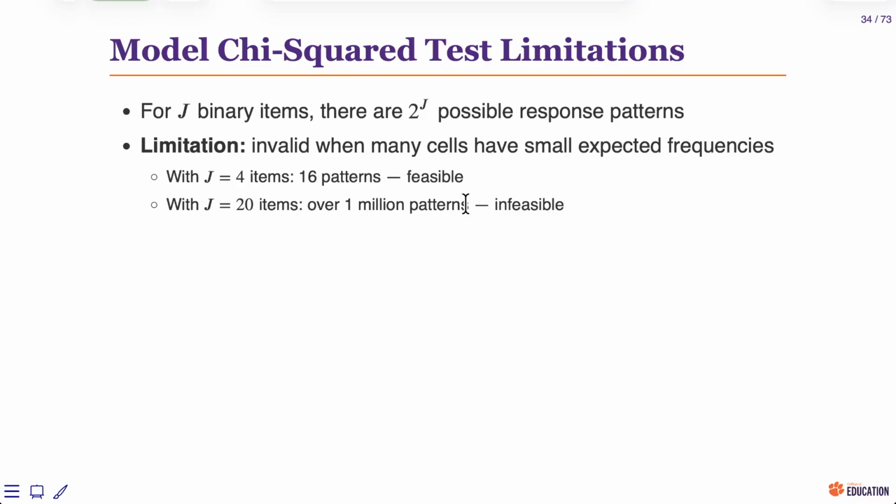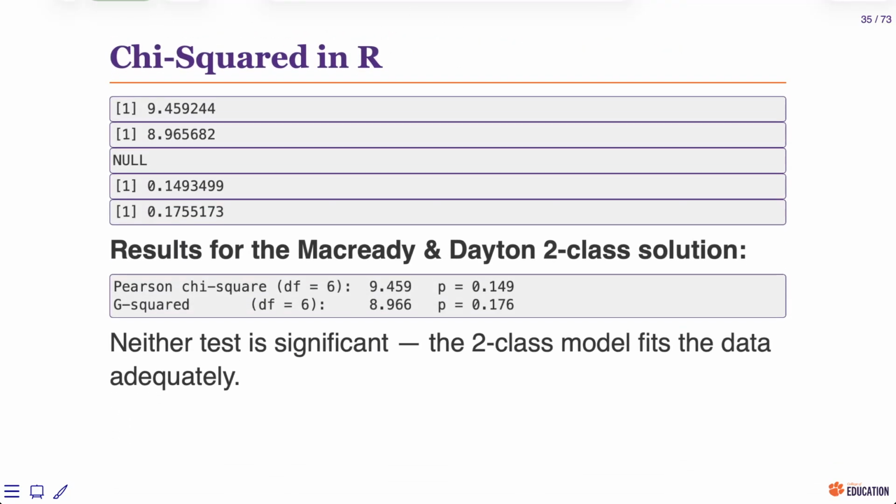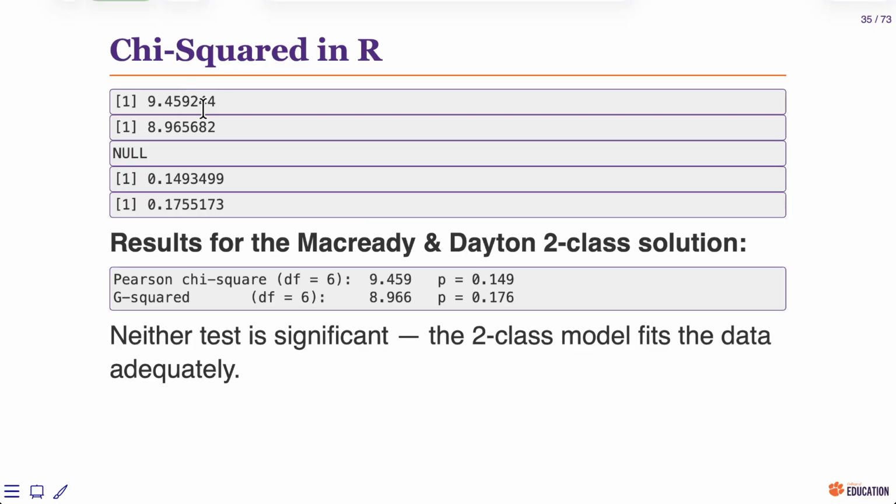So the chi-square test of model fit is valid only in small parts. And this is what in other places with categorical data, we would get into limited information model fit. I'm not going to get into that in this class, but just know that these statistics can only take you so far. Here are the values in R.